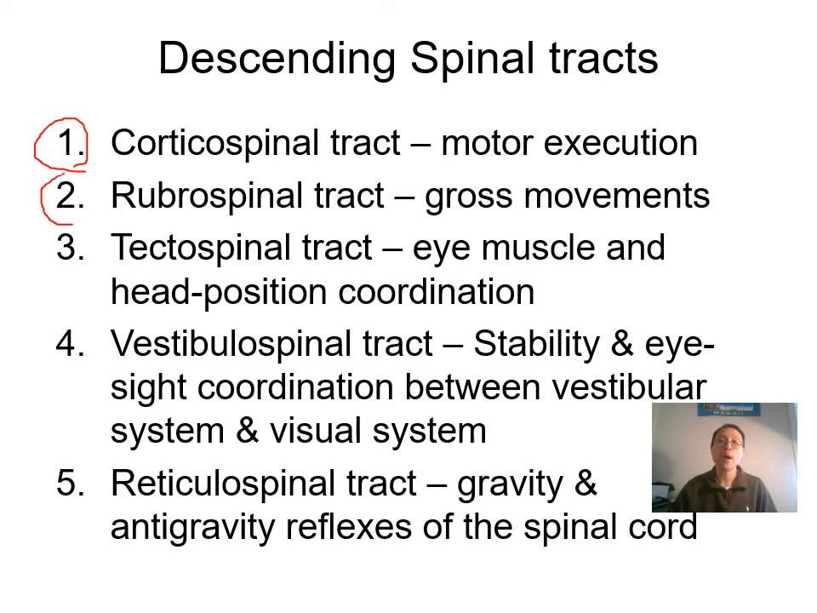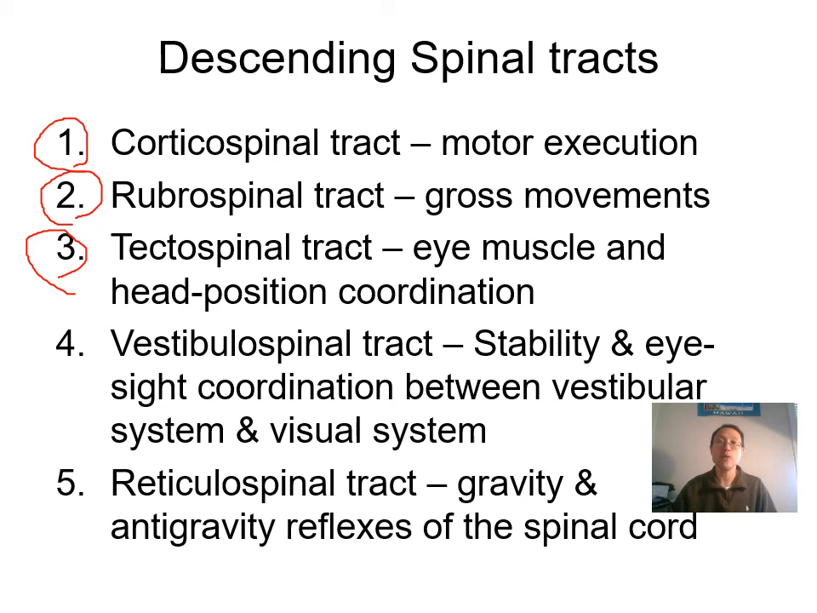And then the second one is the rubospinal tract. This originates from the red nucleus in the midbrain, and it is very important for gross movement. So when you're trying to make a very big movement, the rubospinal tract really initiates all of these big gross movements. And then the third one is the tectospinal tract.